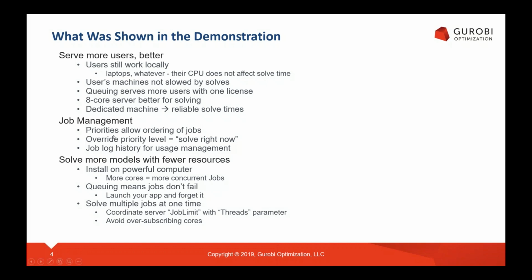So job management provides all these priorities, and there is a special override priority too, which lets you put things right at the top of the queue. And it also keeps a job log history if you tell it to, so you can manage usage patterns and study them. And you can solve, in short, more models with fewer resources using Gurobi Compute Server. Fewer license resources from Gurobi, but also fewer hardware resources. It's a good way to maximize your use of your Gurobi licenses.